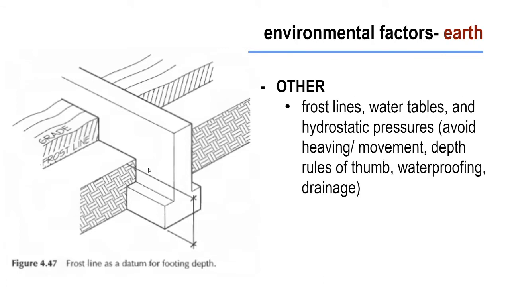And then the other considerations we need to consider with the earth are things like our frost line. That frost line is the deepest part down in the ground that the ground will freeze, and so we want to make sure that our footing sits below our frost line. If there's any water tables near our construction, we just want to make sure that we are outside what's called the zone of saturation, so that we're potentially not disturbing that water table and causing all of the water to just seep into our foundation.